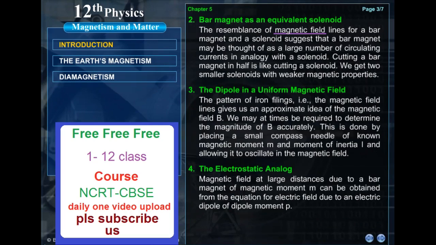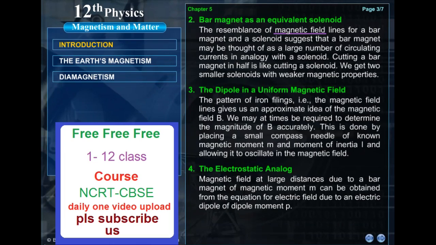The dipole in a uniform magnetic field. The pattern of iron filings, that is, the magnetic field lines, gives us an approximate idea of the magnetic field B. We may at times be required to determine the magnitude of B accurately. This is done by placing a small compass needle of known magnetic moment M and moment of inertia I, and allowing it to oscillate in the magnetic field.